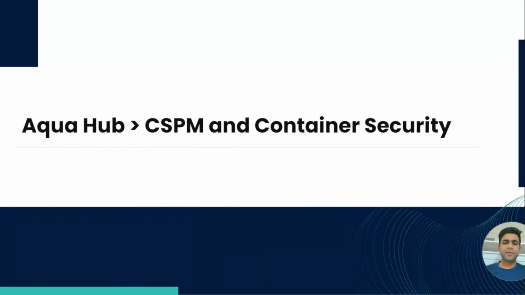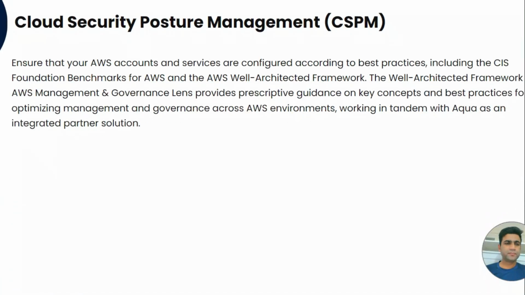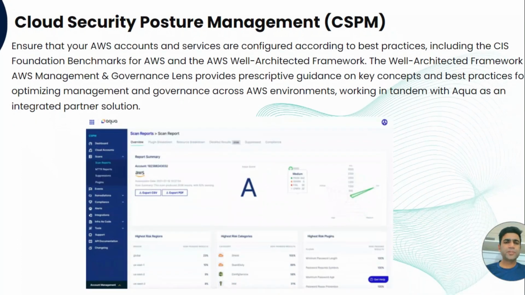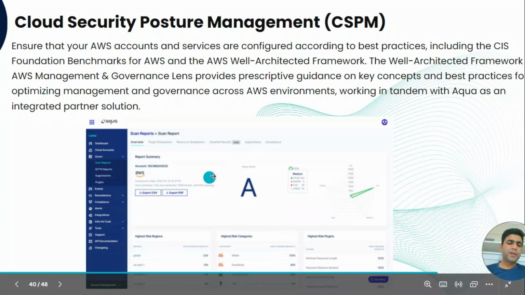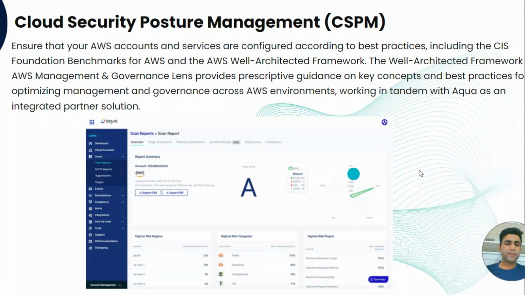Next is CSPM and container security. This is cloud security posture management. This is a UI that would be defining all of the contents that are available from this, as it makes sure that the Well-Architected Framework pillars that are offered by AWS are met over here, and the infrastructure is safeguarded from any malware and vulnerabilities in the system.